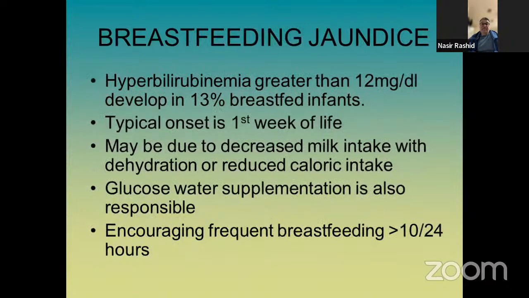Now, breastfeeding jaundice is a different one where the hyperbilirubinemia can develop up to about 12 milligrams per deciliter. About 13% of breastfed infants develop some degree of breastfeeding jaundice. Usually onset is in the first week of life. It is usually because of decreased milk intake or reduced caloric intake. So those are the two things that can lead to breastfeeding jaundice.